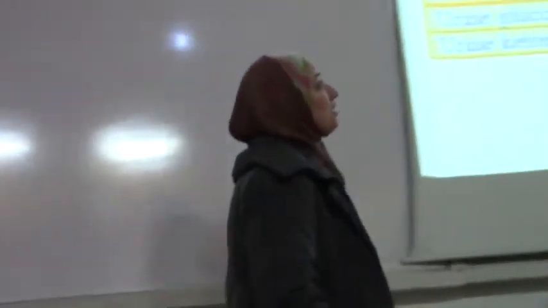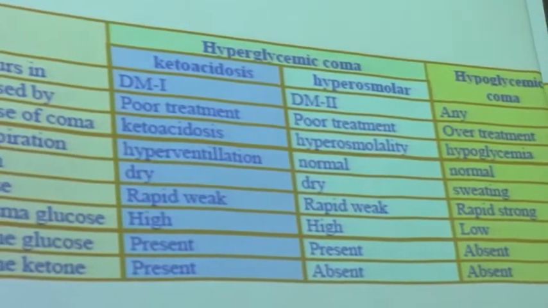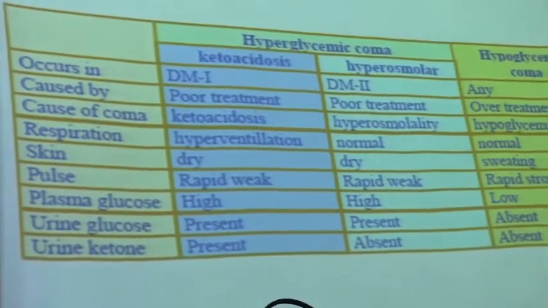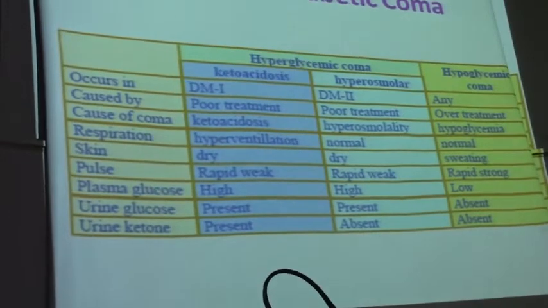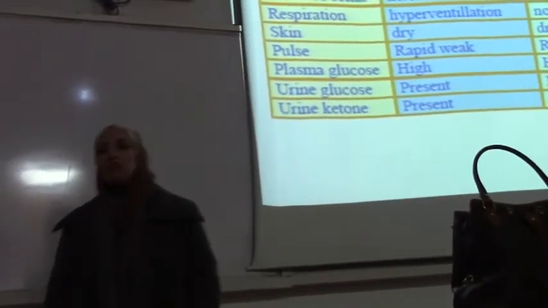The second type of hyperglycemic coma would be the hyperosmolar, hyperglycemic, non-ketotic coma. Hyperosmolar, hyperglycemic, non-ketotic. Please note the difference between both. Non-ketotic. This is very important. So, which is more common? Which type of patients? This is more common in type 2 diabetes mellitus patients.